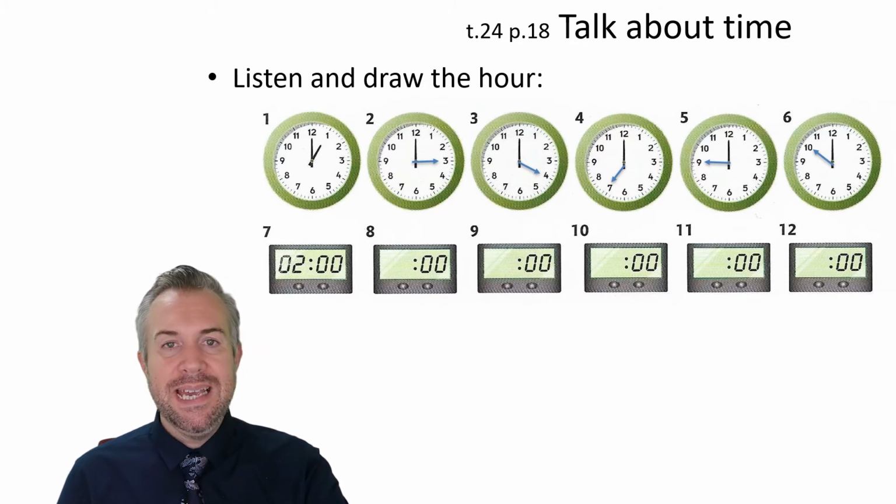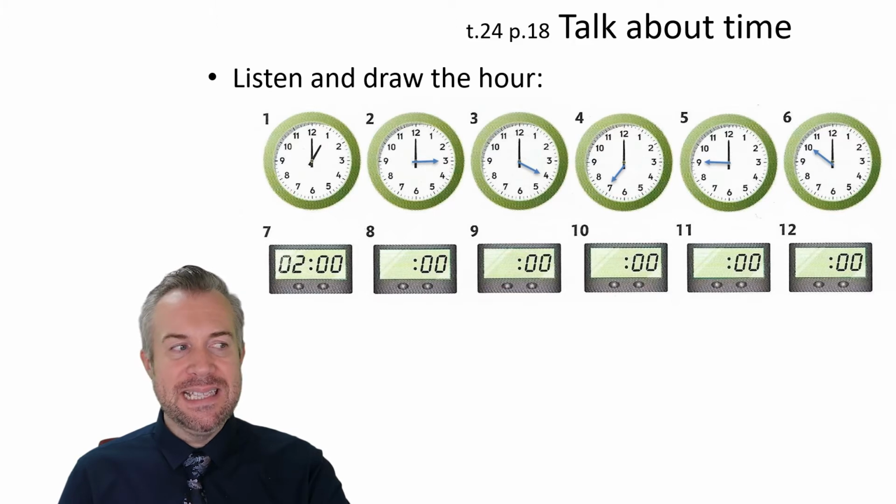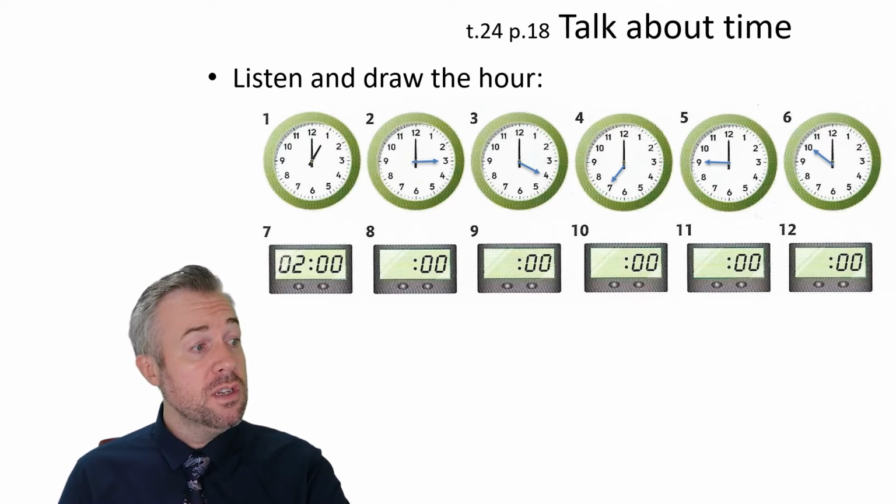Number 7 is 2 o'clock. So what time is number 8? Could it be 2 o'clock maybe? No, number 7 is 2 o'clock. How about 5 o'clock? Could it be 5 o'clock? Or 6 o'clock? Or 11 o'clock? 12 o'clock even? Number 8 is 5 o'clock.